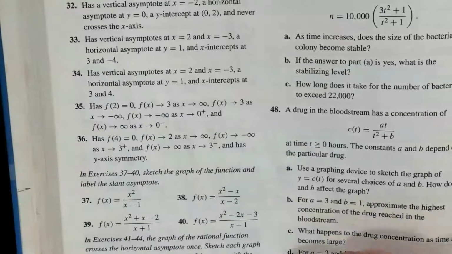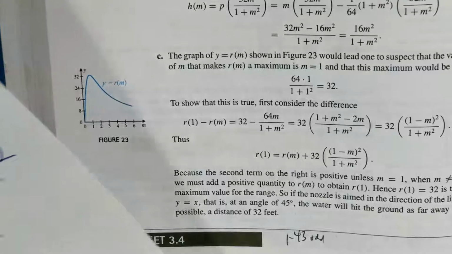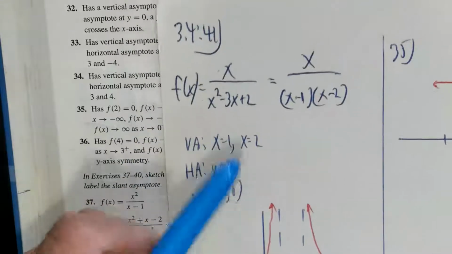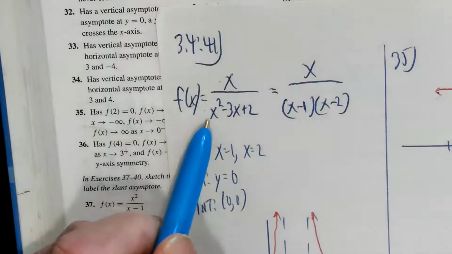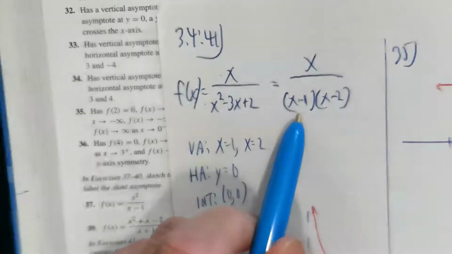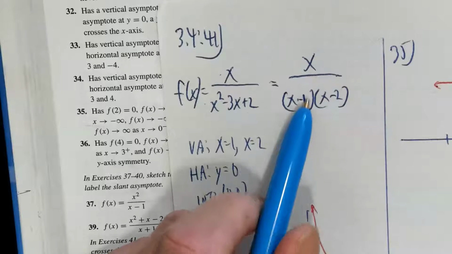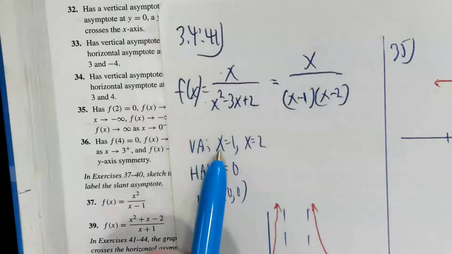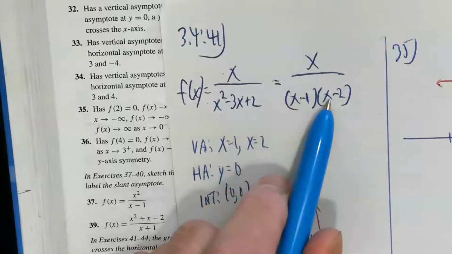I did get some requests, I think, for number 15, if I read the chat correctly. So let's see if I have time to do that. Okay, so 41. f of x is x over x squared minus 3x plus 2. So that factors into x minus 1, x minus 2. No cancellations. So the vertical asymptotes are x equals 1 and x equals 2.